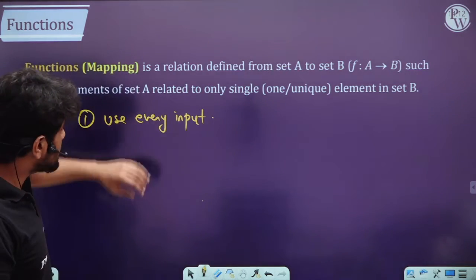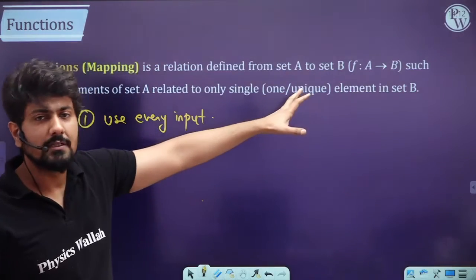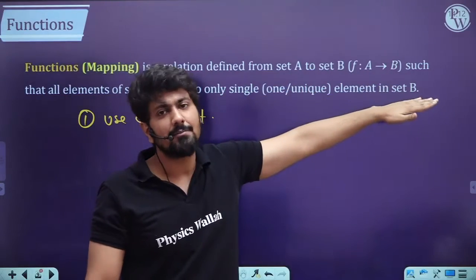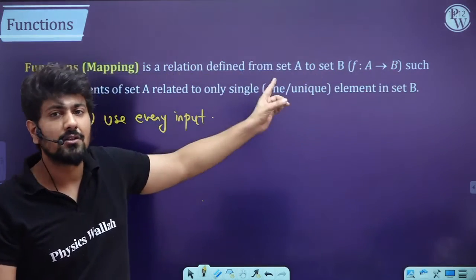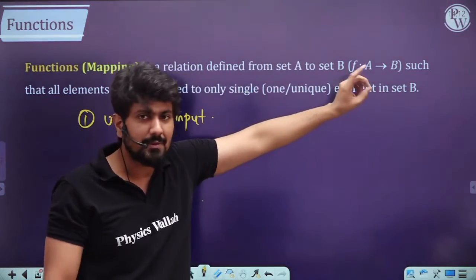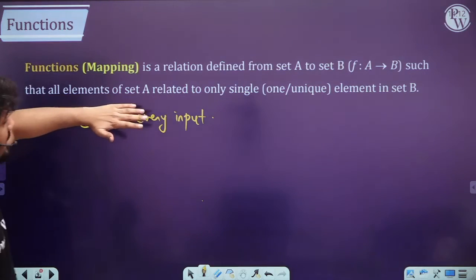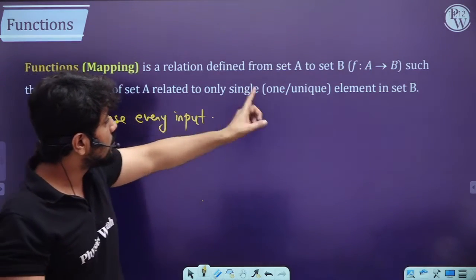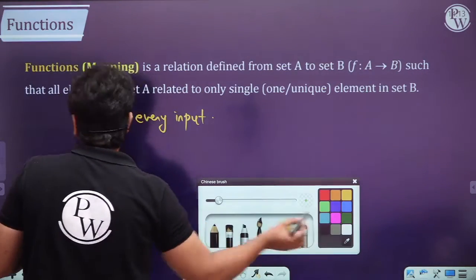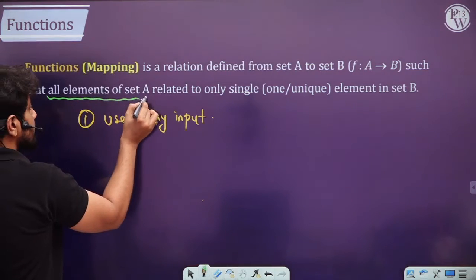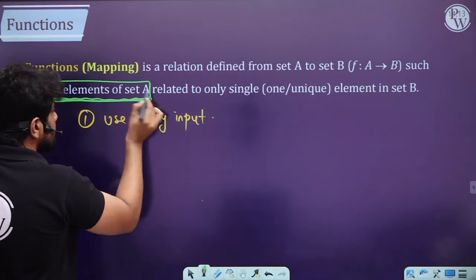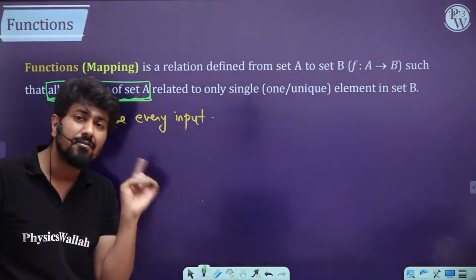This rule is in the definition only. See the definition of functions. A function is a relation defined from set A to set B. Okay, let's understand this definition. A function is a relation that is defined from set A to set B such that all the elements of set A are related to only a single element in set B. This is the first rule, guys. Let me highlight this portion: all elements of set A. This is the first rule, that we need to use every input.